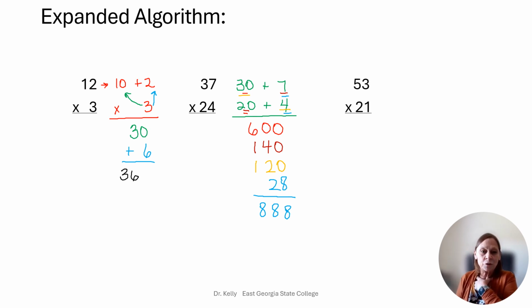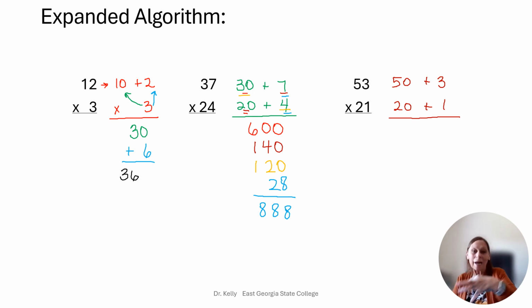Okay, let's do one more. So 53 would be rewritten as 50 plus 3, and 21 will be rewritten as 20 plus 1. Now, while you're working this, you're going to slowly start eking your way to working from right to left. Okay, so let's do this particular one from right to left.